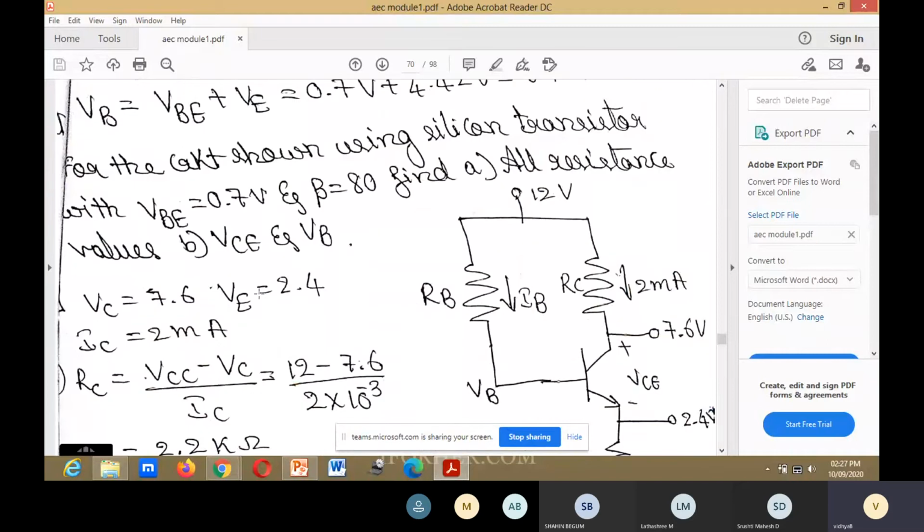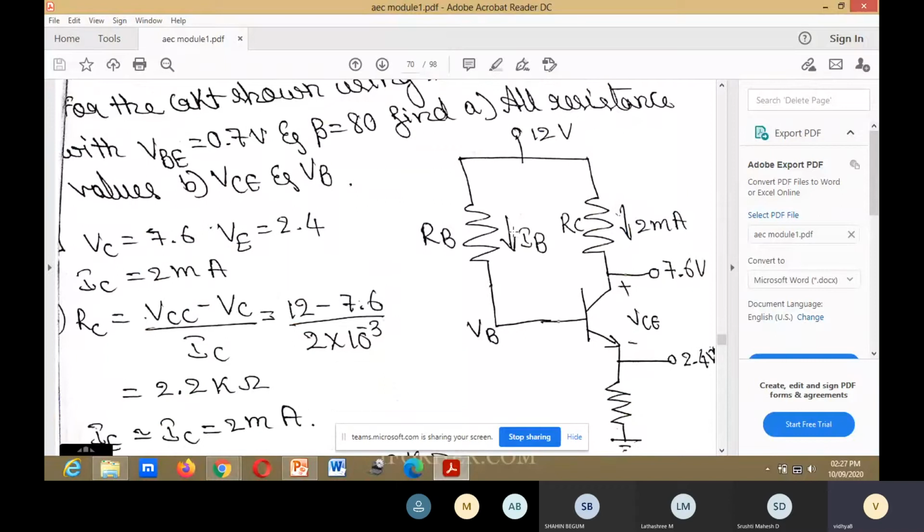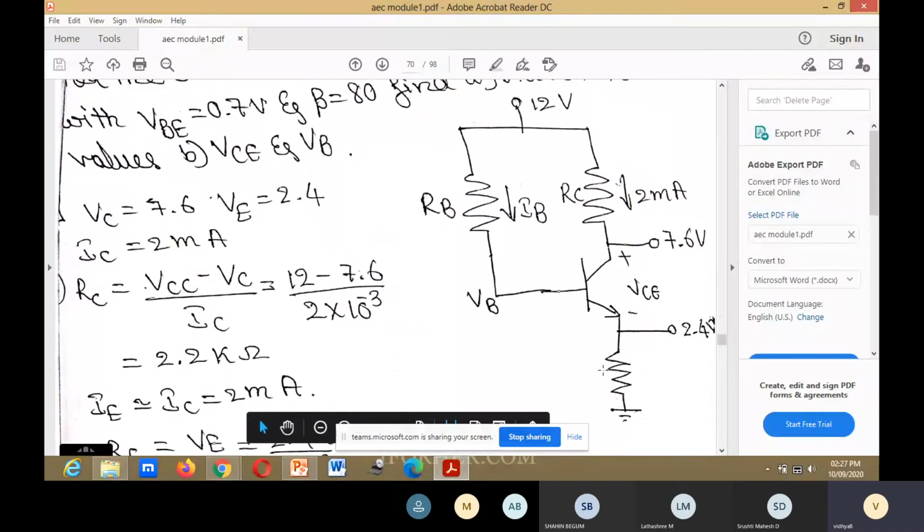Next, for the circuit shown using silicon transistor with VBE is equal to 0.7 volt and beta is equal to 80. Find all resistance values, VCE and VB. We don't know any resistance values here. RE it should be. Okay. RB, RC, RE, they have not given. Okay, we need to find out.